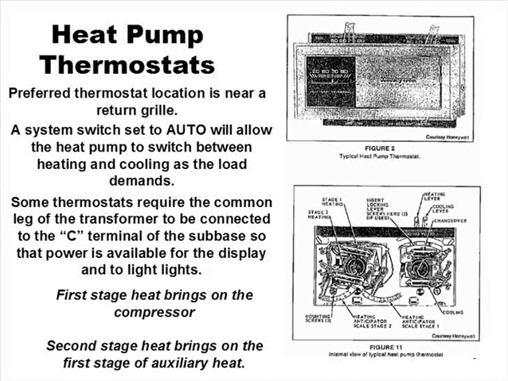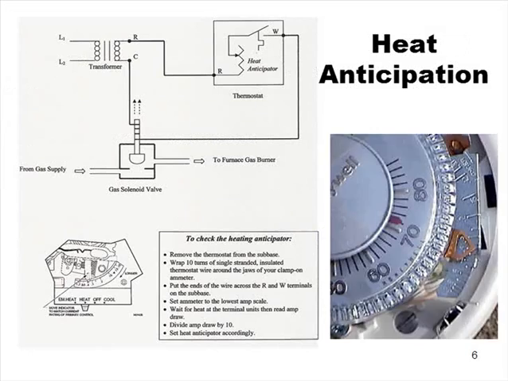It might take a few more minutes to warm the house up, but the difference is a big electric bill or a small electric bill. Heat anticipators. Some of the old thermostats had these. Some of them would have them on the first stage and the second stage of heat. Some would only have it on the first stage, and there'd be a fixed anticipator for the second stage.